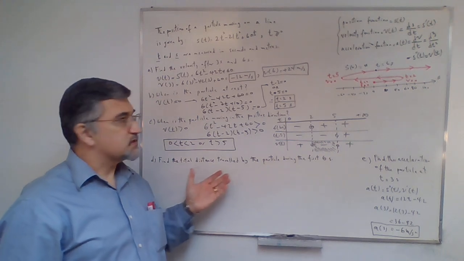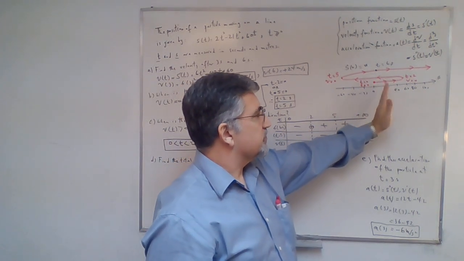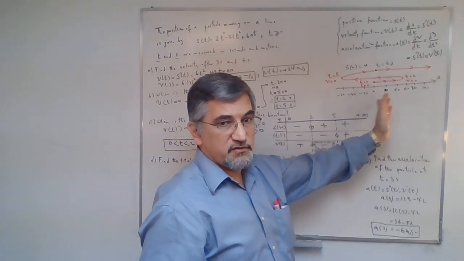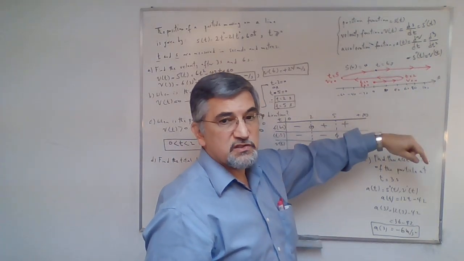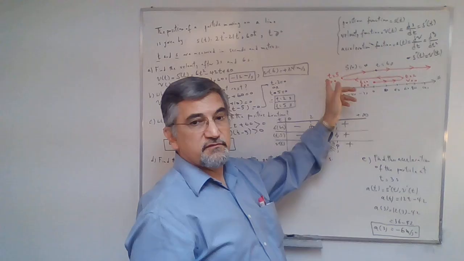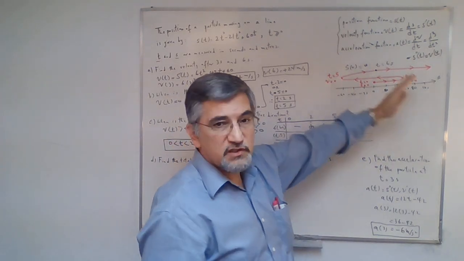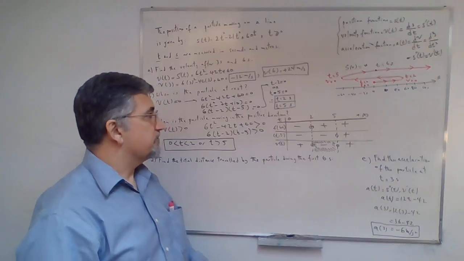It says total distance. So I need to find a distance from t equals 0 seconds up to t equals 2 seconds because it was moving to the right. And then another distance I have to find from t equals 2 seconds to t equals 5 seconds. And then I have to find another distance from 5 seconds to 6 seconds. Okay, that's the story here.